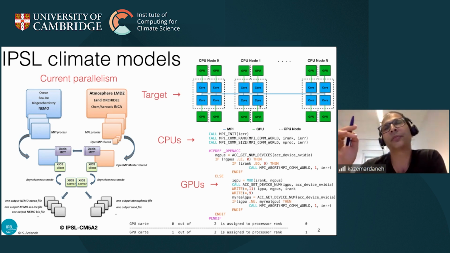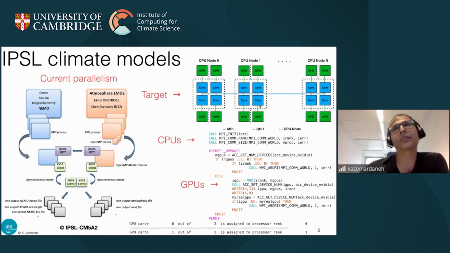So what we follow is shown on the right side of the screen. We decompose the domain between the CPU processors, and we launch, using OpenACC, one GPU card for each processor.